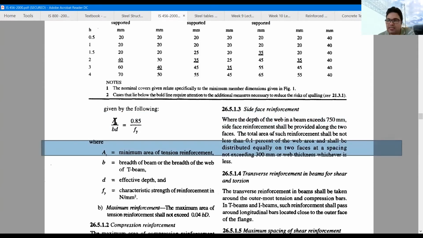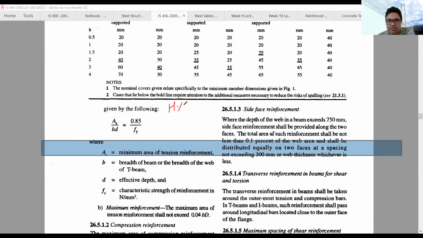In this, AS is the minimum area of steel recommended by the IS code. 0.85 is a constant. Fy is the yield strength of the steel. For example, if we are using HYSD bar, the grade will be Fe 415 and the Fy value will be 415 Newton per mm square. So this is the value of Fy that we get from the steel grade, which will be given in the question. Similarly, B is the width of the beam and D is the effective depth of the beam. Using this formula, we will find out AS.